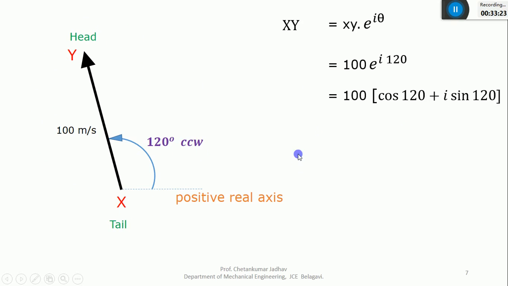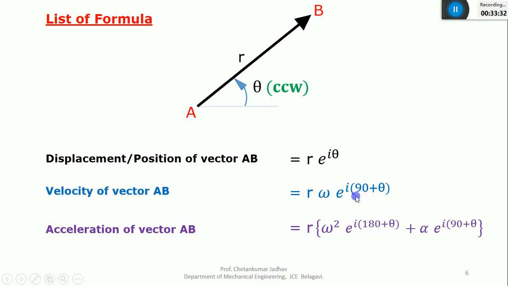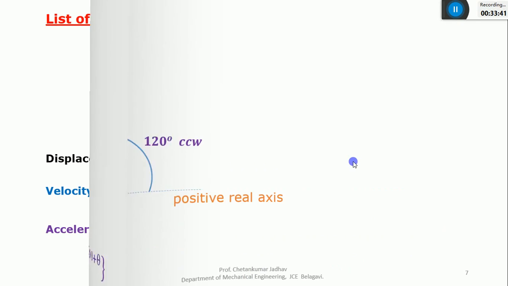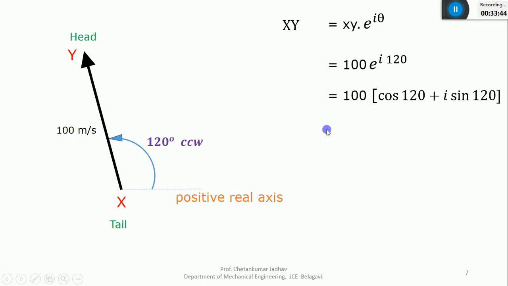If you want, you can write the velocity and acceleration. As of now, I want only the displacement, not the velocity and acceleration. If you substitute in the formulas, I'll get the velocity and the acceleration of the vector, but I'll write only the displacement for the time being. Any doubt in this first exercise? Please let me know. I'll go to the next one. Whether you have noted down this solution.